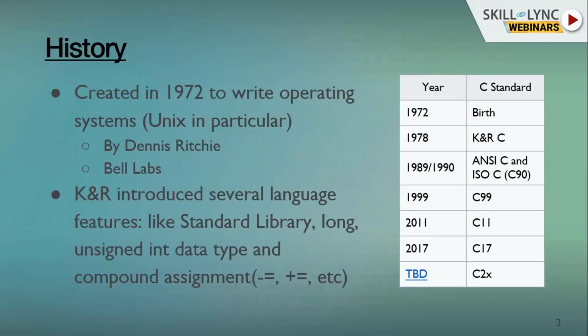C programming was developed, the initial version in 1972, during the development of the Unix operating system by Dennis Ritchie. Then the second version was developed in 1978 by Brian Kernighan and Dennis Ritchie. There they introduced a standard library, long unsigned int data type, and compound assignment. That version of C is known as K&R C.